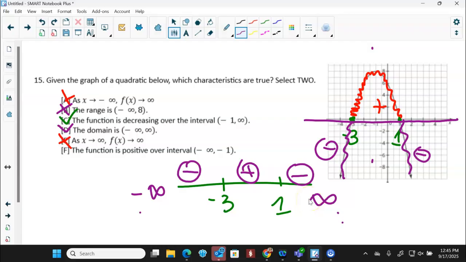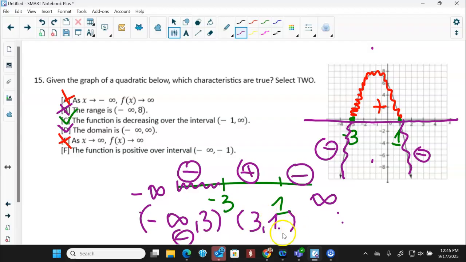So when I'm writing, I'm going to write three things. I'm going to write negative infinity, so right here to -3, it's negative. After it hits -3, right here, it goes up. That's positive. So -3 all the way to 1. Okay? So from here to here, it's positive. Then after it hits 1 toward infinity, it's negative again. So again, you are going to have either positive, negative, positive, or negative, positive, negative, okay?